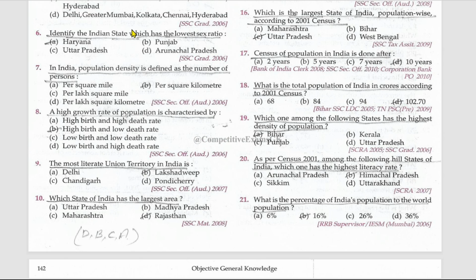Identify the Indian state which has the lowest sex ratio. It is Haryana. This is according to 2001. According to 2011, which state has the lowest sex ratio and which state has the highest sex ratio? Mention that in the comments.